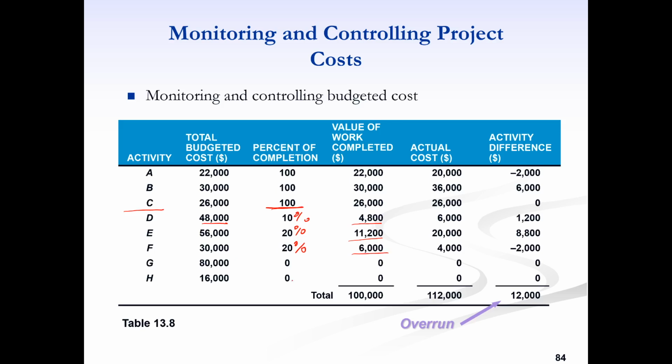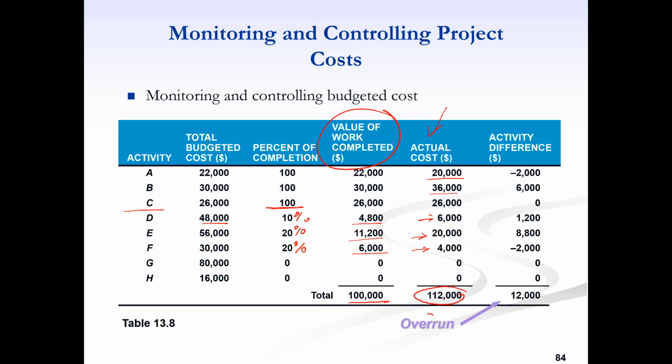Activity G and H have not started yet. Remember that we are in week 6. We have finished week 6 and we want to see how we are doing. Now the value of work completed, if we add that, is $100,000. This is the value of work completed according to the budgeted cost. However, the actual cost may be different. The actual expenditure, let's say, for activity A is 20,000 instead of 22,000. Activity B has cost more, 36,000. Activity C has cost the same. Activity D we have already spent $6,000, activity E we have spent 20,000, and activity F we have spent 4,000. So if we add up all, it is 112,000.